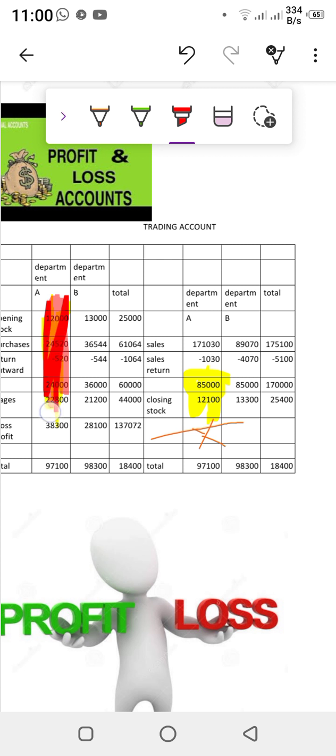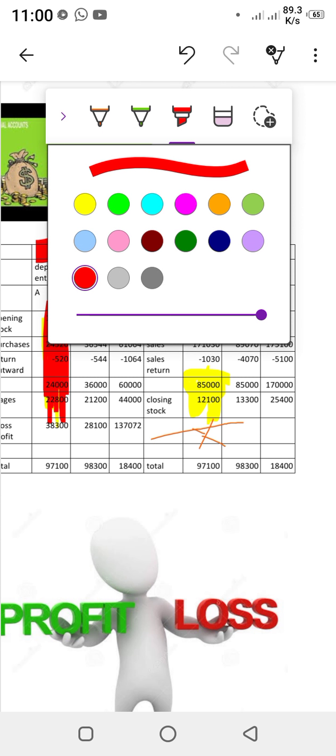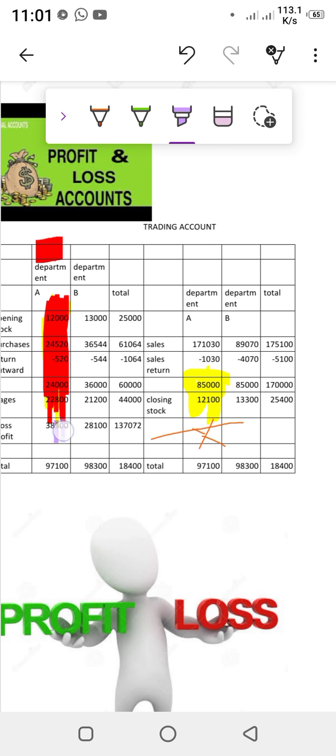Hope it will be clear to your pupil. Add 85,000 and 12100, deduct 12,000 and 24,000 and 22800, and you will get gross profit 3830 for department A.